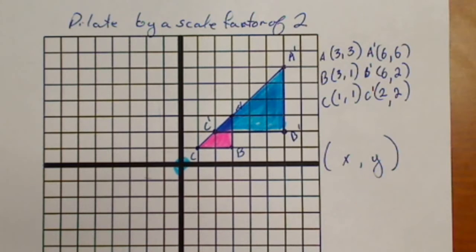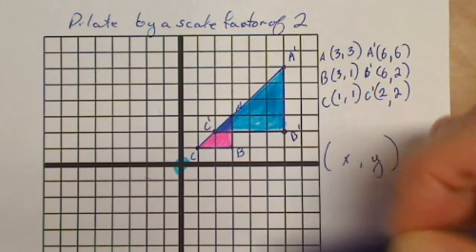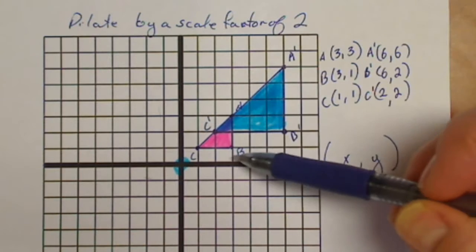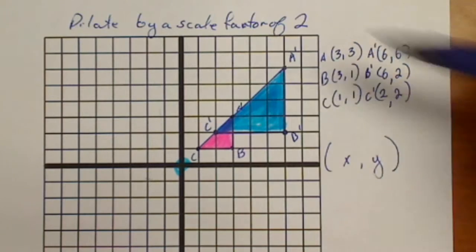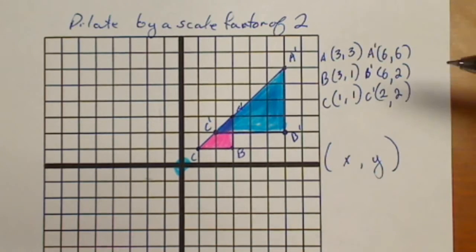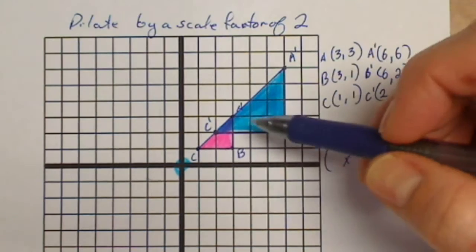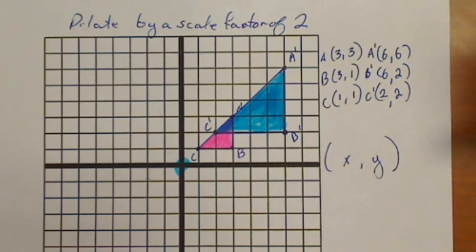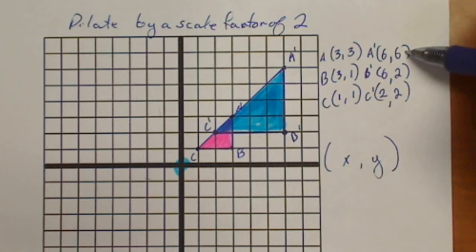So same thing like with the translations and reflections. They can either give you a picture on a graph, and then each answer choice will be a picture of a graph. And so our original picture would be the pink triangle, and the right answer would be the blue triangle. The second thing they can do is say, hey, dilate triangle ABC by a scale factor of 2 and give the new coordinates for A. Well, that would be 6, 6.